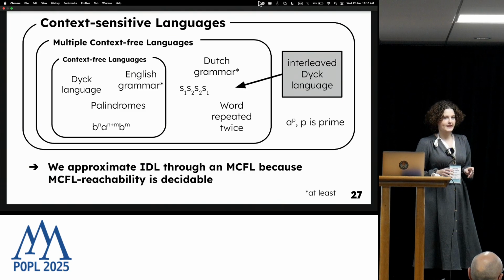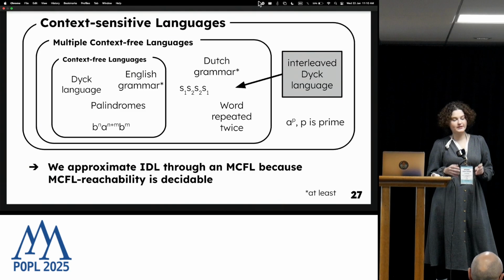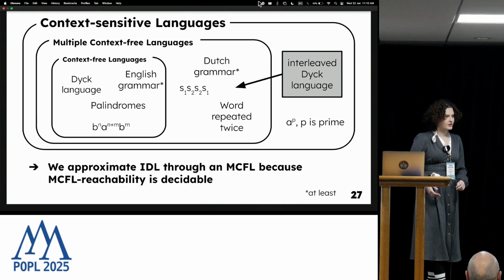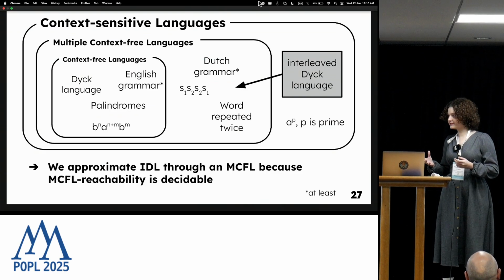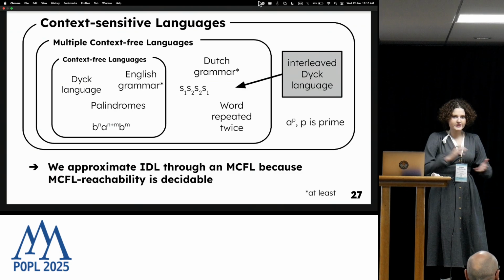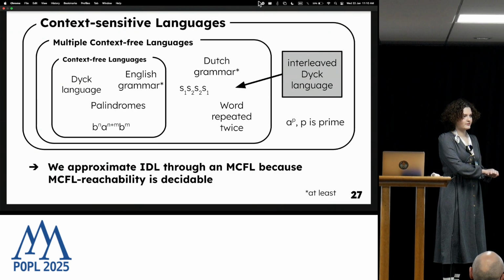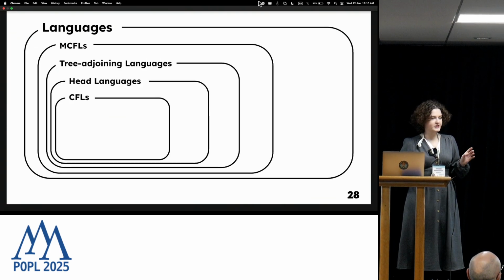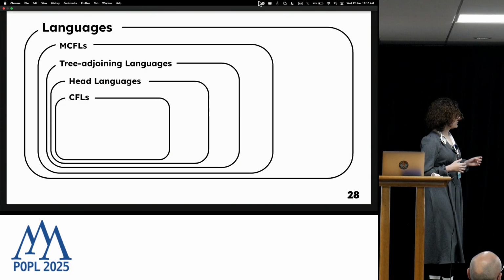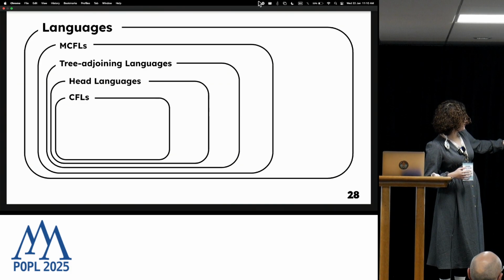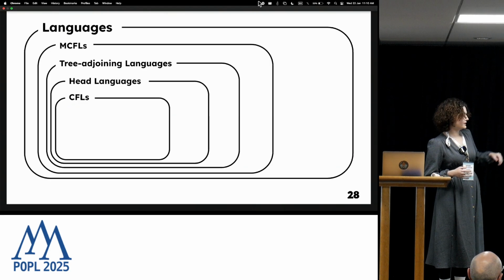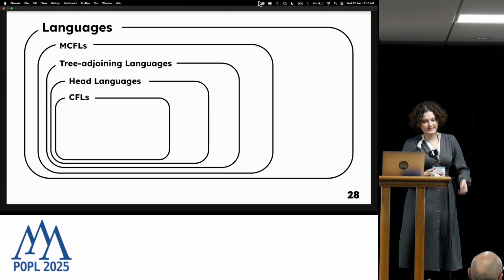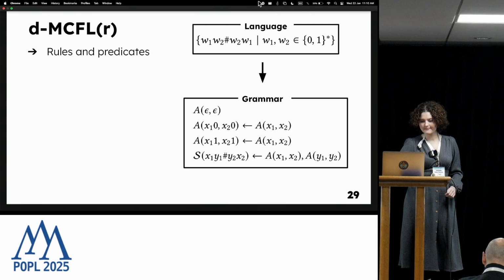And the reason why we like it is because multiple context-free language reachability is decidable. And it's already a more expressive framework than context-free language. And what we're going to do is take the interleaved Dyck language, put it in a box, and squeeze it really hard, and try to under-approximate it through an MCFL. And just to give an idea of the expressive power of MCFLs, it is already much stronger than usual generalizations of context-free languages that you may see, such as head languages or tree adjoining languages.